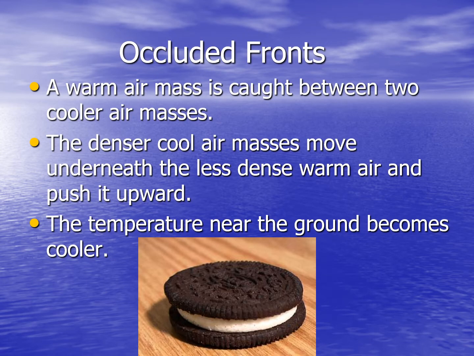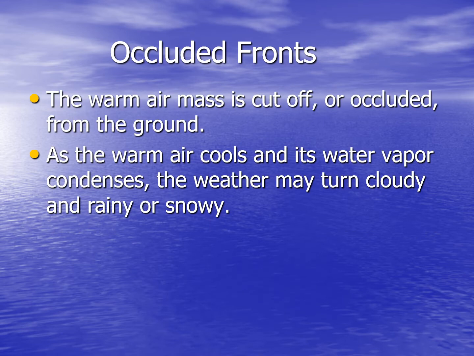Occluded front is when a warm air mass is caught between two cooler air masses. The denser cool air masses move underneath the less dense warm air and push it upward. The temperature near the ground also becomes cooler. The warm air mass is cut off, or occluded, from the ground. As the warm air cools and its water vapor condenses, the weather may turn cloudy or rainy or even snowy.